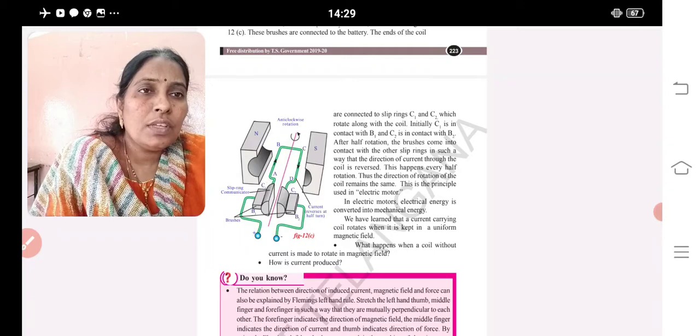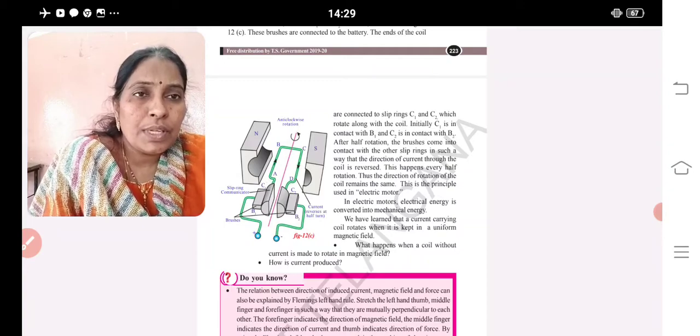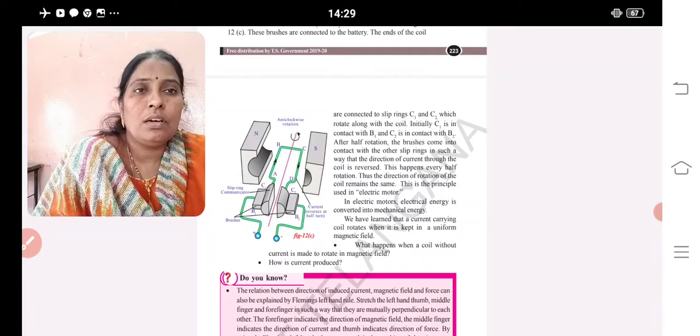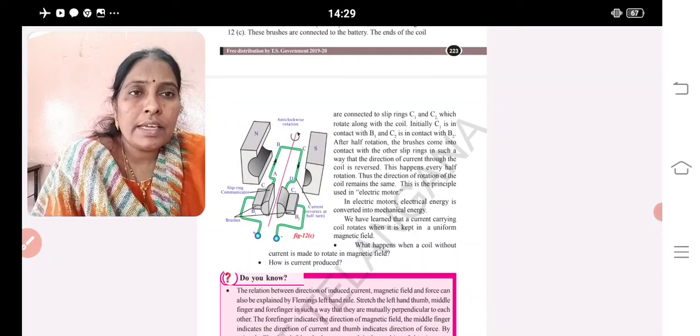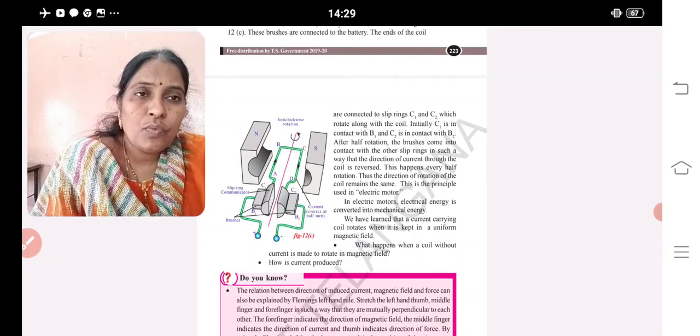Thus, the direction of rotation of the coil remains the same. This is the principle used in an electric motor. An electric motor is a device which converts electrical energy into mechanical energy. We have learned that a current-carrying coil rotates when it is kept in a uniform magnetic field.